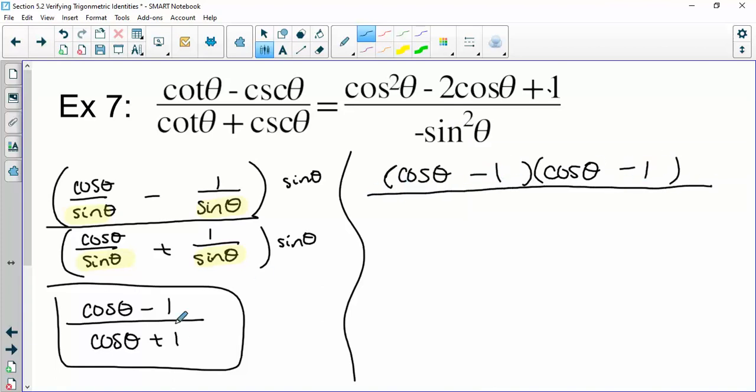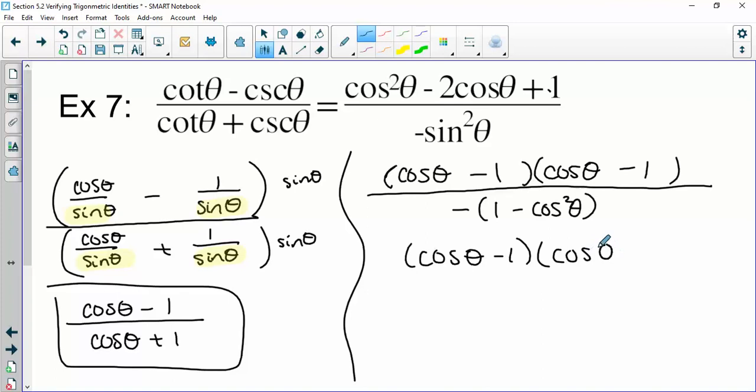Alright, think about my goal. My goal now is only things with cosine. So we have a negative. What is sine squared? 1 minus cosine squared. Okay, so on the bottom, it was a negative. So if I distribute that negative, it would give me a positive cosine squared minus 1. Good. Sine squared is 1 minus cosine squared. So if you distribute the negative, you get negative 1 plus cosine squared.